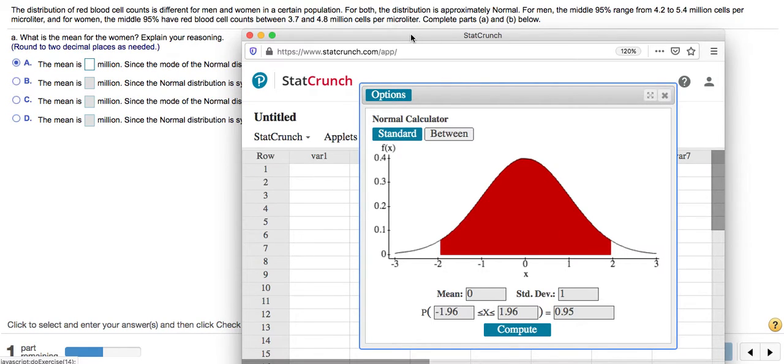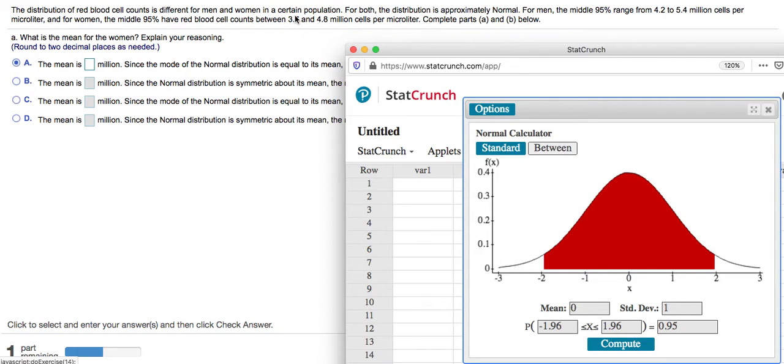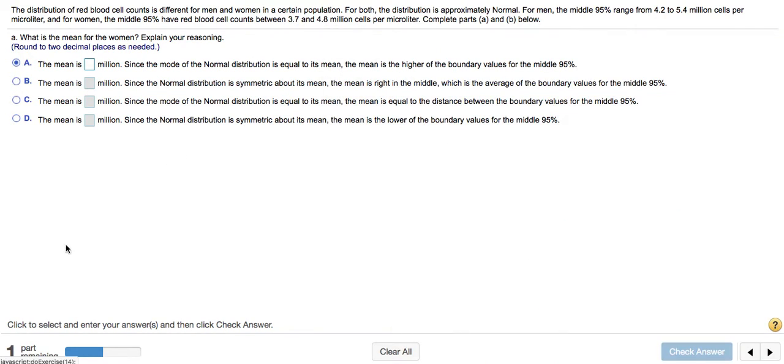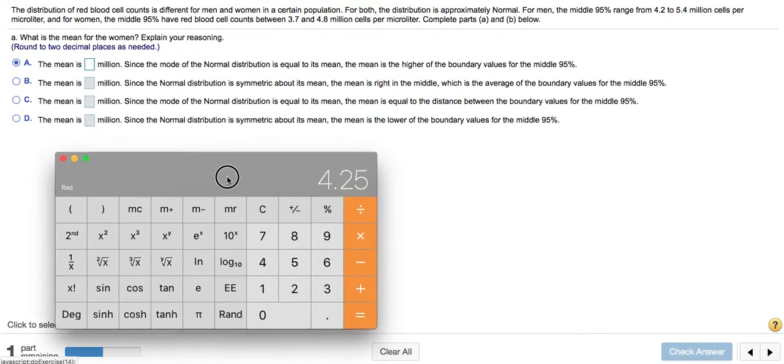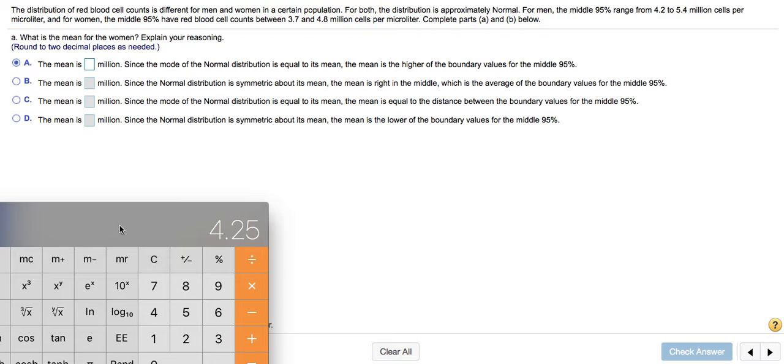So really, I can do this in a calculator. So what I'm going to do is pull up a calculator and just find the average of those two numbers. So I'll bring that up here. I'll take 3.7, add it to 4.8. I get 8.5, and then I divide by 2. 4.25 is the number that is directly between those two numbers.